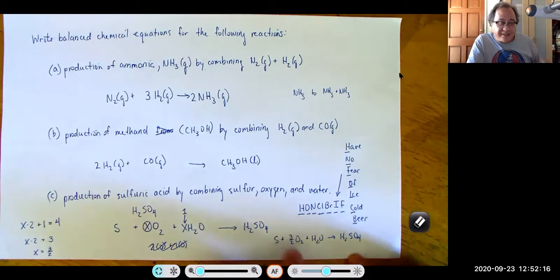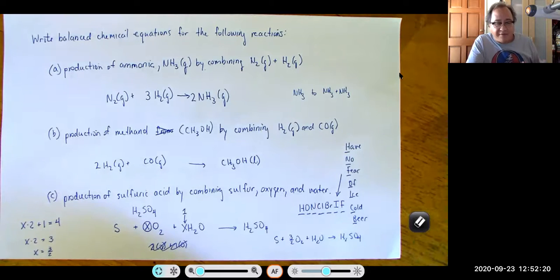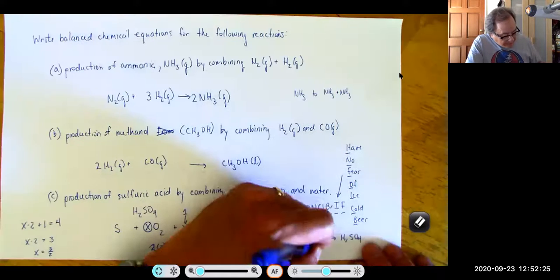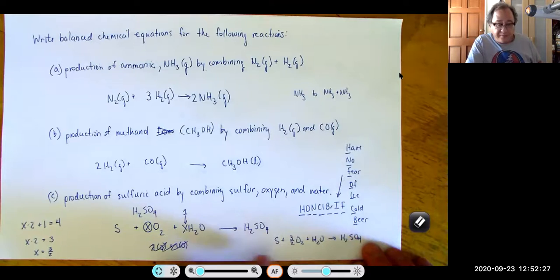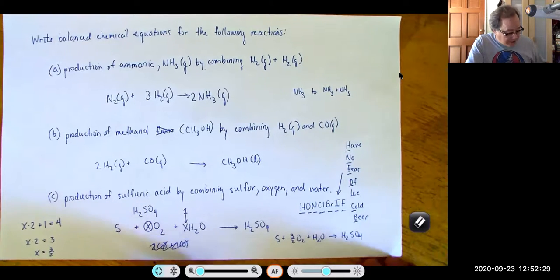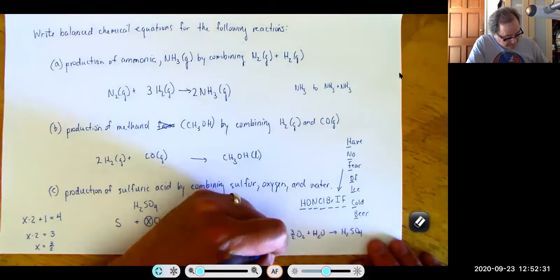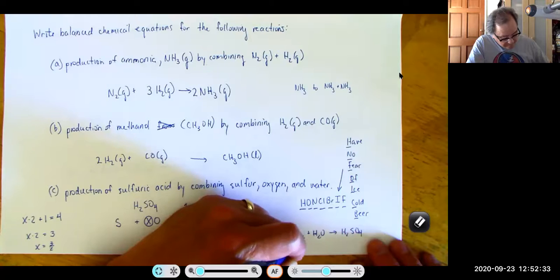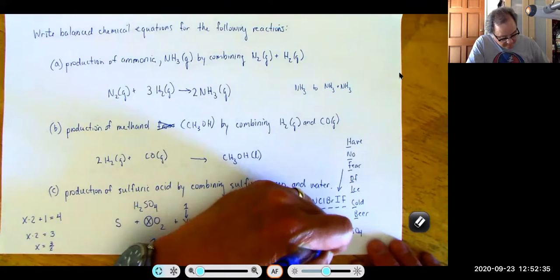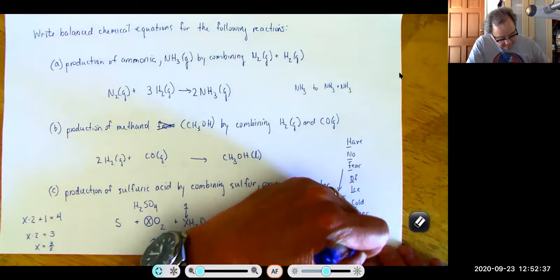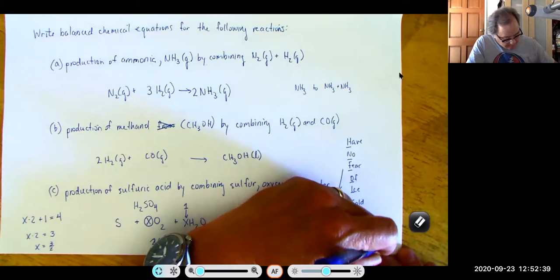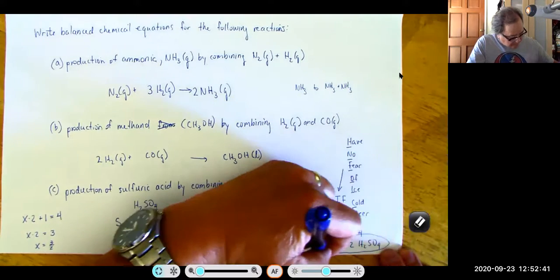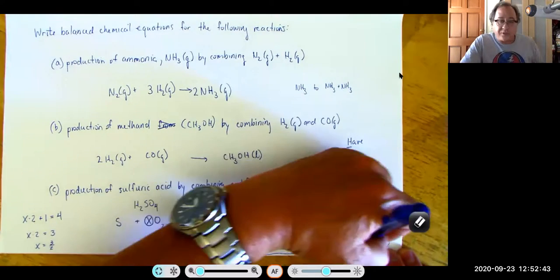Now this is not a correctly balanced reaction because you can't have a half of an oxygen. So how do we balance this correctly? Remember, these are just ratios. So we can double each number. And it should be balanced.